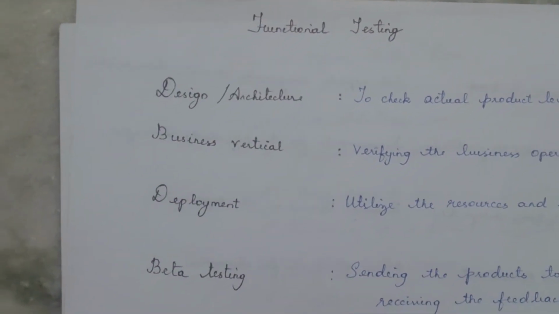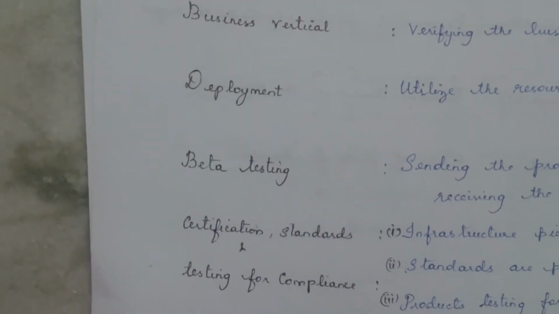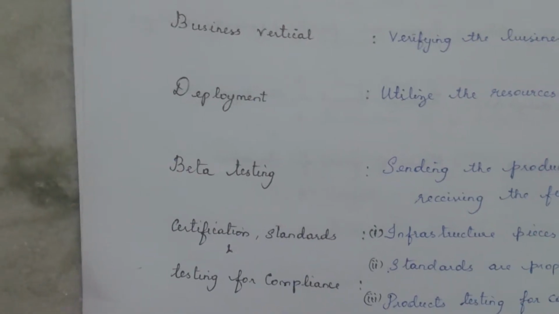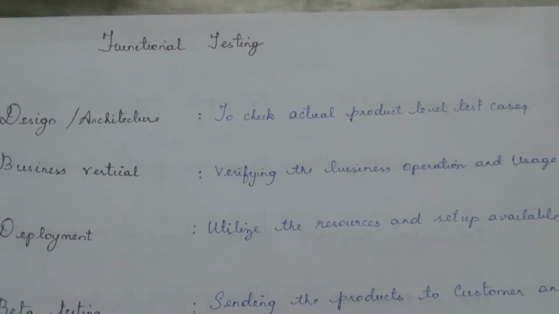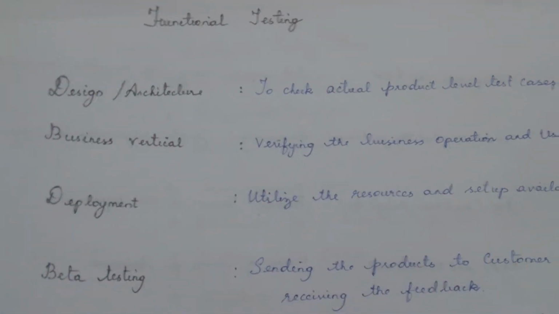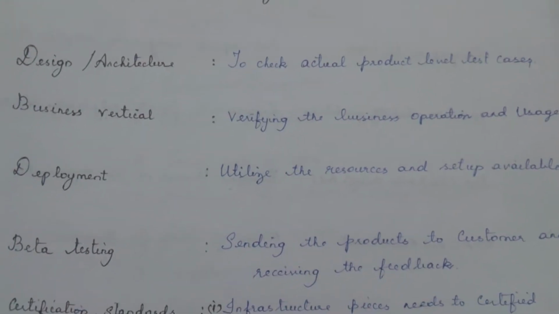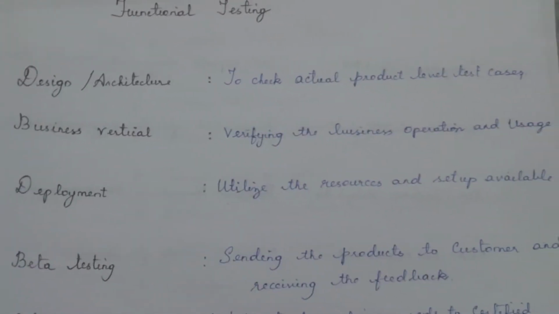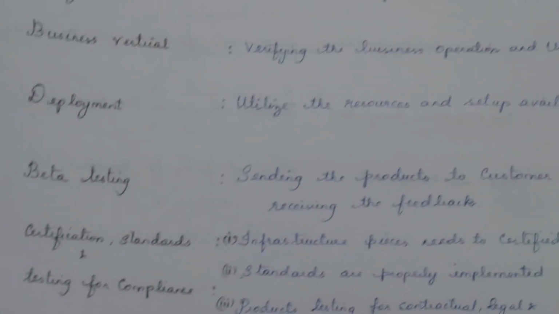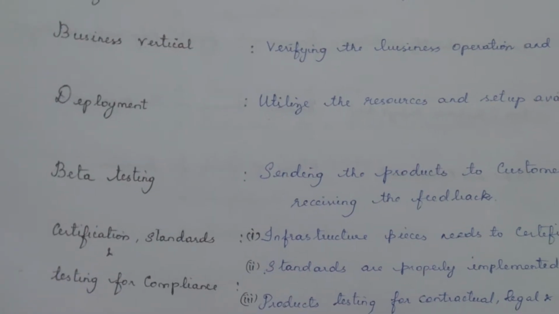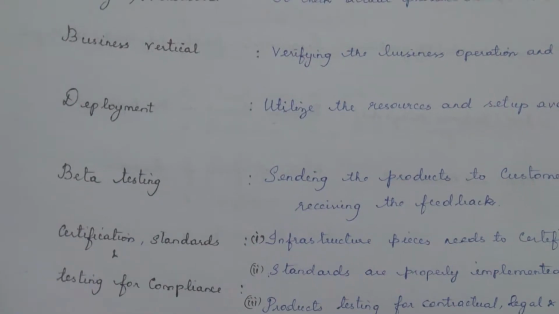In functional testing, it has various testing, namely design, business vertical, deployment, beta testing, certification, standards, and testing for compliance. First one is design or architecture. To check the actual product level test cases is known as design. Business vertical, verifying the business operations and usage. Deployment, utilizing the resources and setup available. Beta testing, sending the products to customers and receiving the feedback is known as beta testing. And the last one is certification, standards, and testing for compliance.